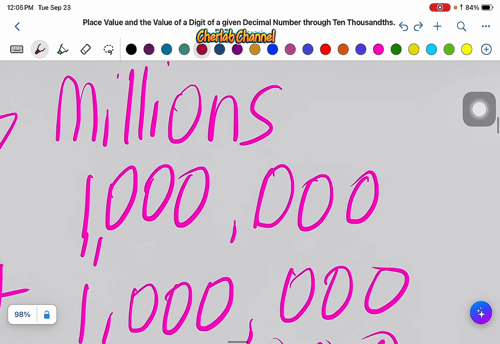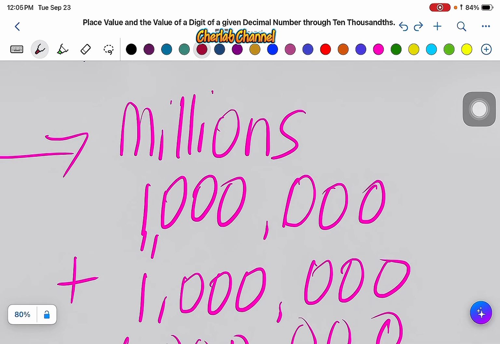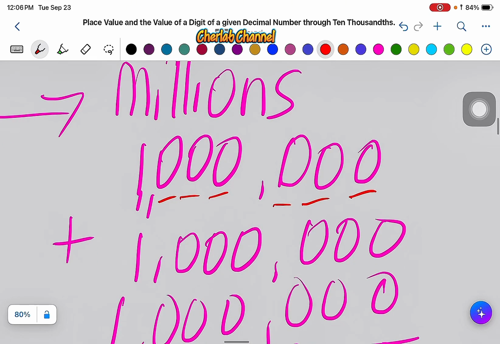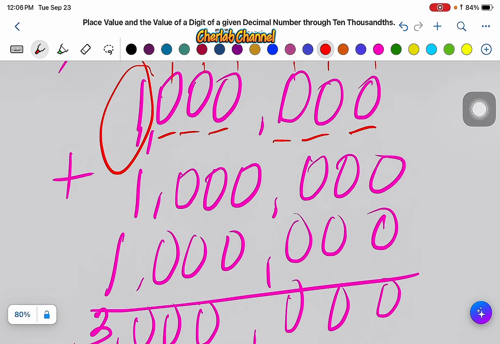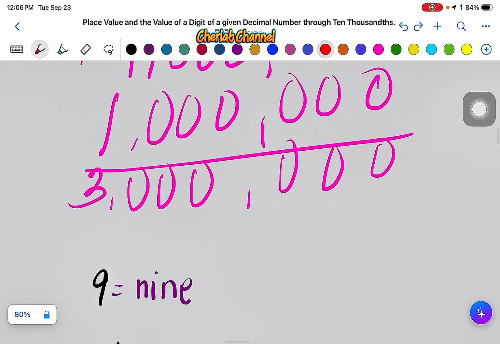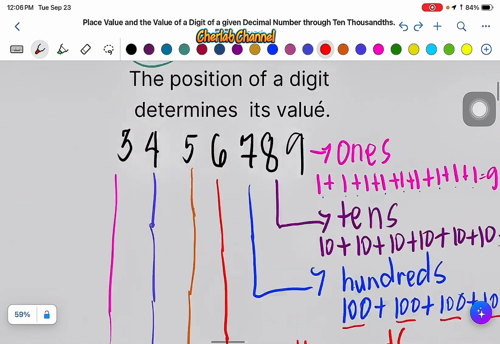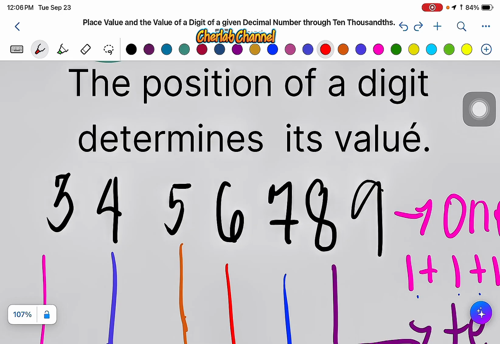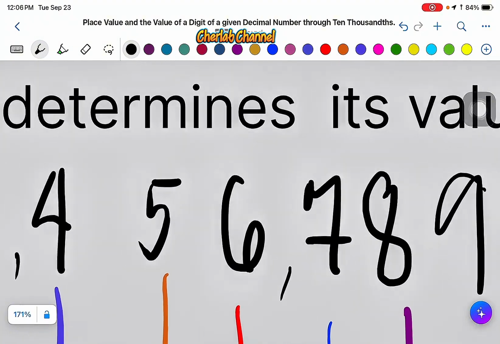Not minions, millions. And millions has 6 zeros, 1, 2, 3, 4, 5, 6. And then, ones, tens, hundreds, thousands, 10,000, 100,000, 1 million or millions. 1 million plus 1 million is 2 million. Plus another 1 million, the answer would be 3 million. Alright? So using place value, we understand the value of each number. Using place value, it helps us read numbers.